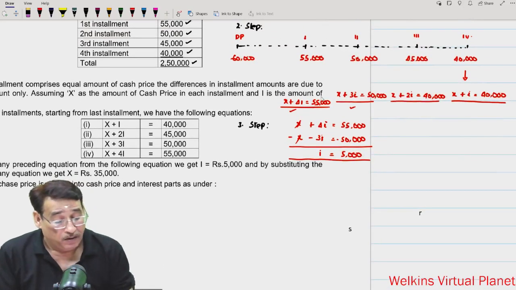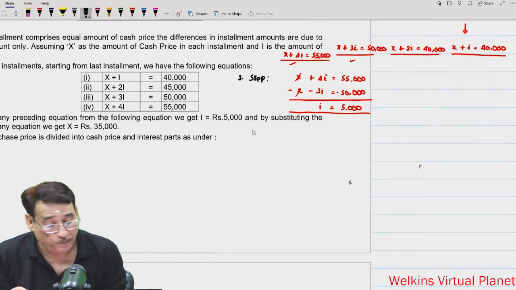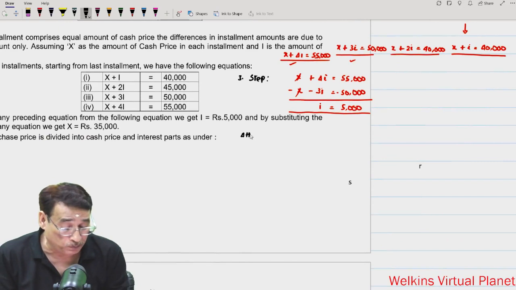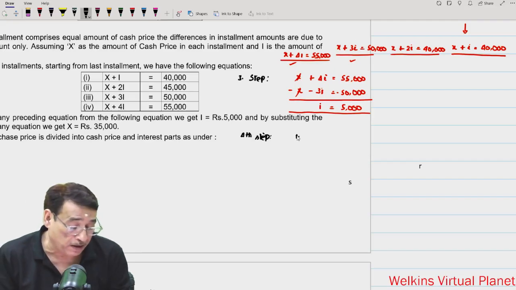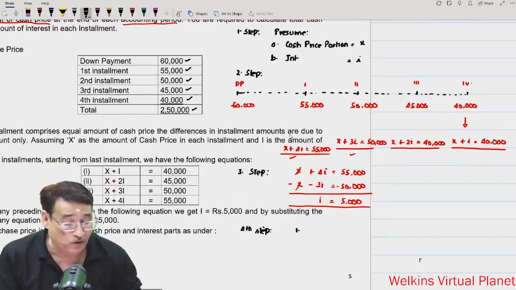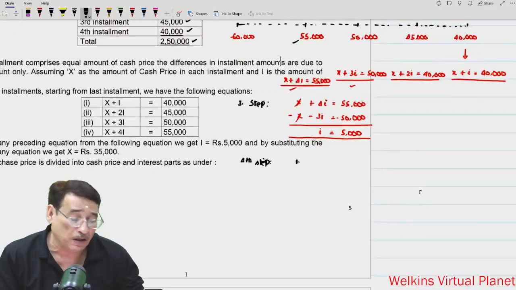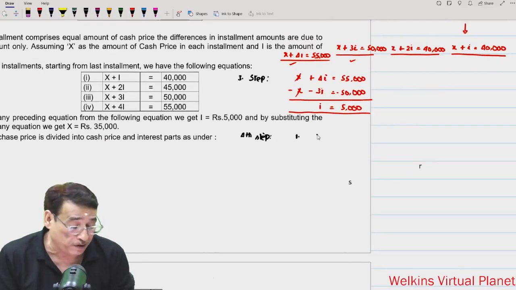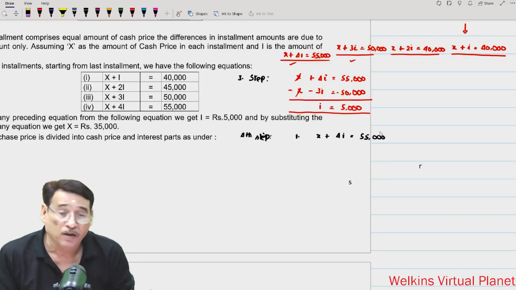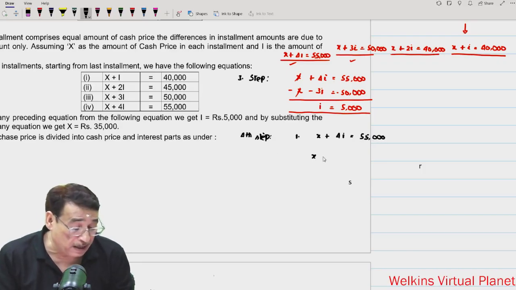Now, just have a look over here. Fourth step. Under the fourth step, what you are supposed to do, as far as your first installment is concerned, the first installment is equal to 55,000, no doubt about that. It is given to you, correct? And in equation form, you have written first installment as X plus 4i is equal to 55,000. Correct? So now I can say X plus, because i is equal to 5,000, so 4 into 5,000 is equal to 55,000.